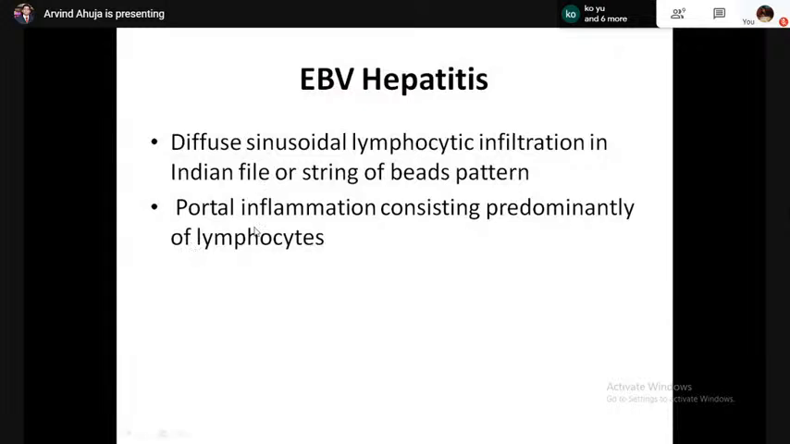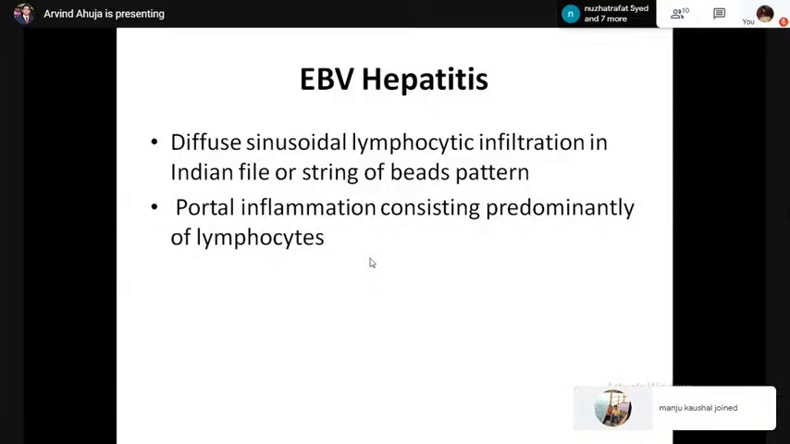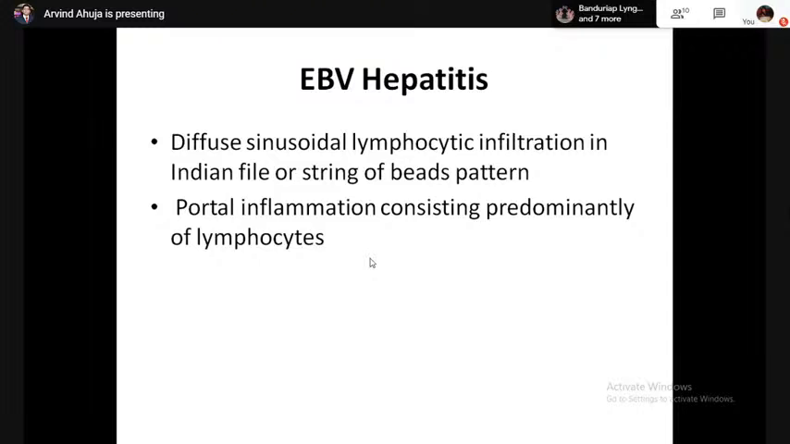Then coming to the non-hepatotropic viruses, EBV usually causes a systemic disease, but it can also infect the liver. Whenever it affects the liver, there is a diffuse sinusoidal lymphocytic infiltration, which is in the form of Indian file, or you can say a string of bead pattern. Lymphocytes are standing in a line inside the sinusoids. You can find a portal inflammation which shows predominantly lymphocytes, similar to the other viral hepatitis.